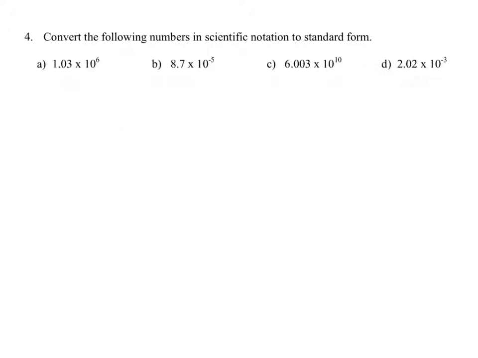Let's convert the following numbers in scientific notation to standard form. Let's start with 1.03 times 10 to the 6th power. We write 1.03, and we're going to move that decimal place 6 places to the right. 1, 2, 3, 4, 5, 6. We're going to fill in any blanks with zeros. So we can write 1.03 times 10 to the 6th as 1,030,000.